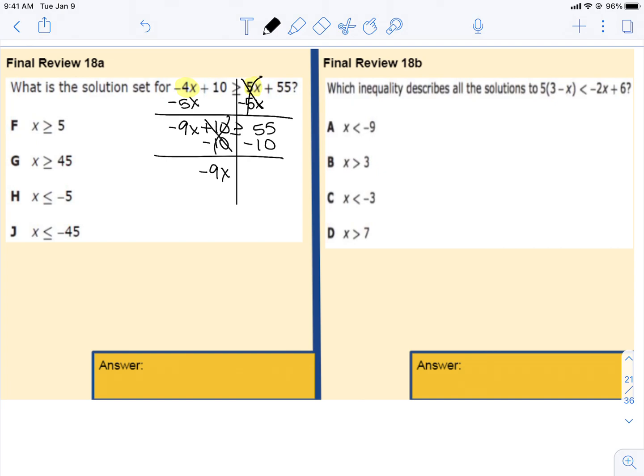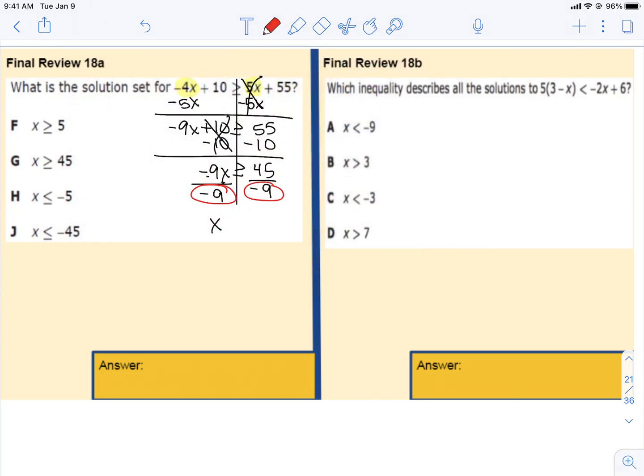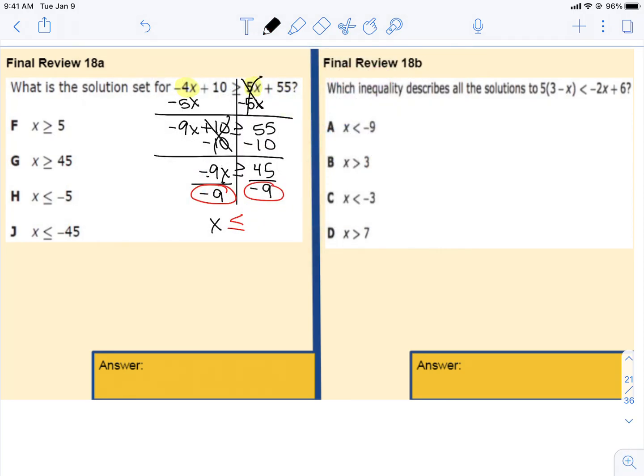I'm left with negative 9x is greater than or equal to 55 minus 10. That gives me 45. Okay. From here, negative 9 and x are being multiplied, so the opposite is division. So I'm going to divide both sides by negative 9. Negative 9x divided by negative 9 is x. But because we divided both sides by a negative number, our inequality sign flips and opens up the other way. And then 45 divided by negative 9 is negative 5, which leaves me with answer choice H.